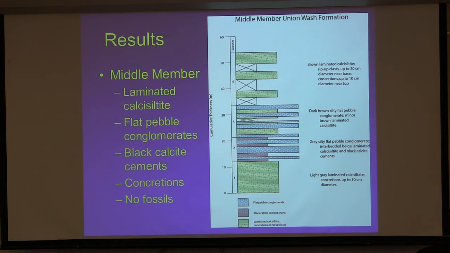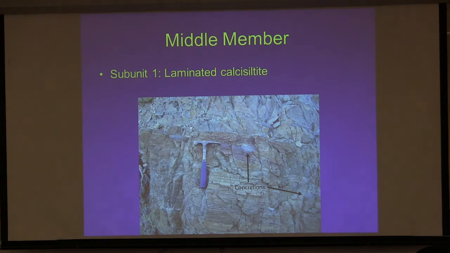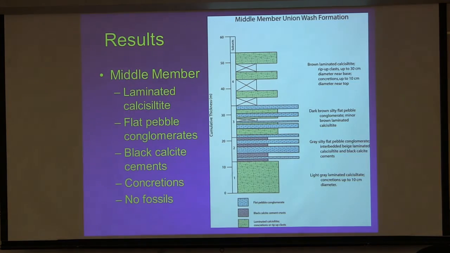For the middle member, it's mostly anachronistic facies. We have a lot of laminated chalcocyltite, flat pebble conglomerates, black calcite cements, and concretions in some of the layers, and no fossils, no trace or macro or microfossils in this section. It was divided into 4 separate subunits.